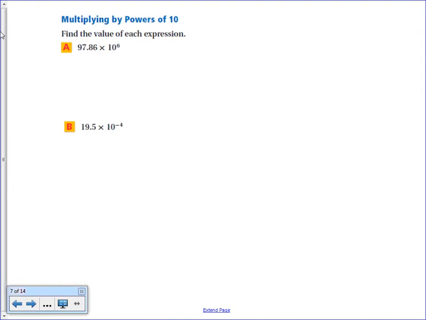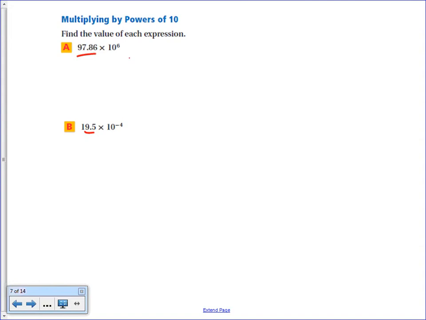So here we are multiplying by powers of 10. We talked about powers of 10 tending to a positive number or a negative number. Now we're going to take those powers of 10 and multiply them by another number. They're going to work quite the same way. So for letter A, we have 97.86 times 10 to the 6th power.